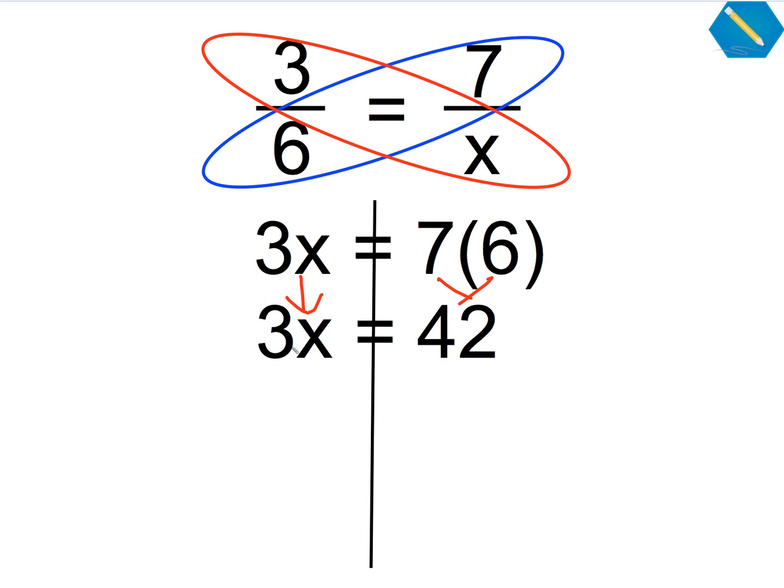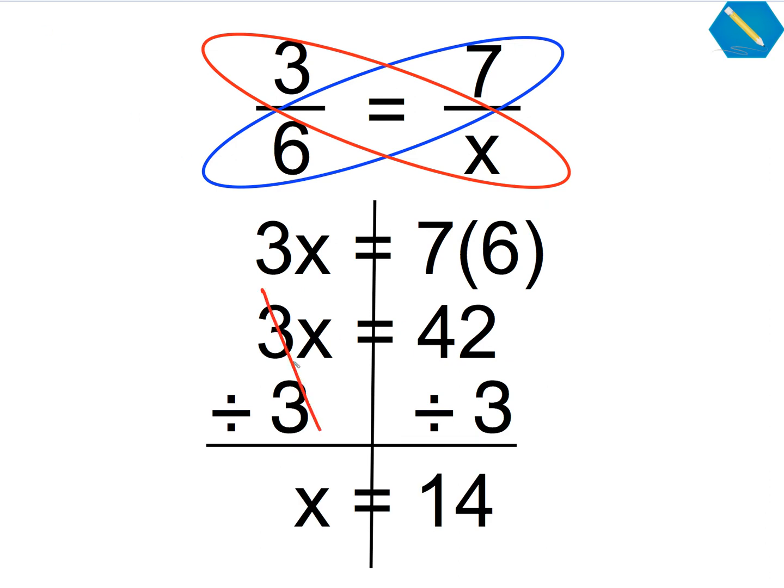Now we need to undo multiplication or division. Since this is multiplication here, 3 times x, we'll divide by 3 on both sides. And that way the 3's cancel. We bring down the x, and 42 divided by 3 is 14. Therefore, the answer to this proportion, to make the cross products equal, is x equals 14.